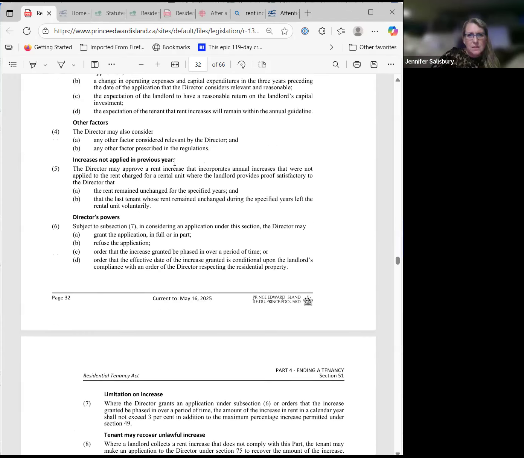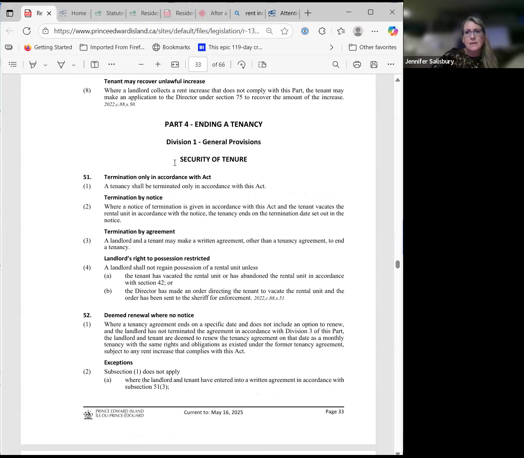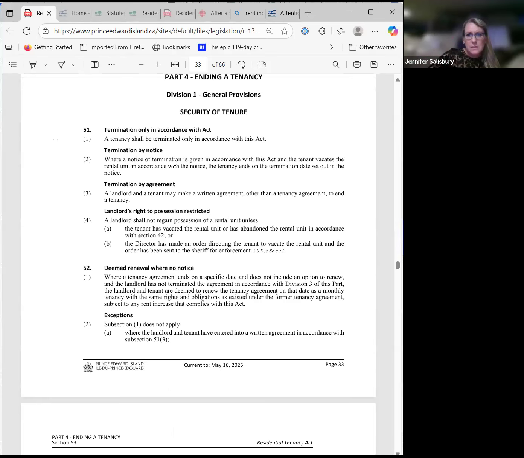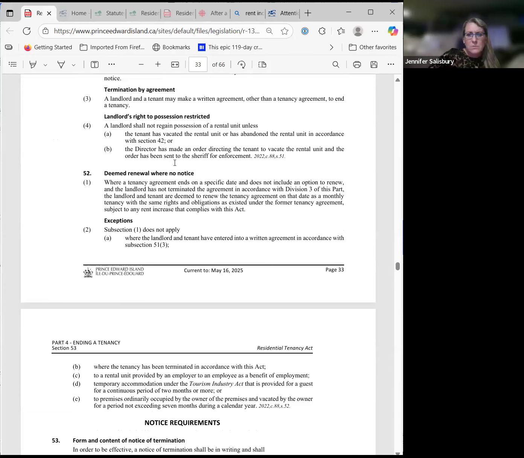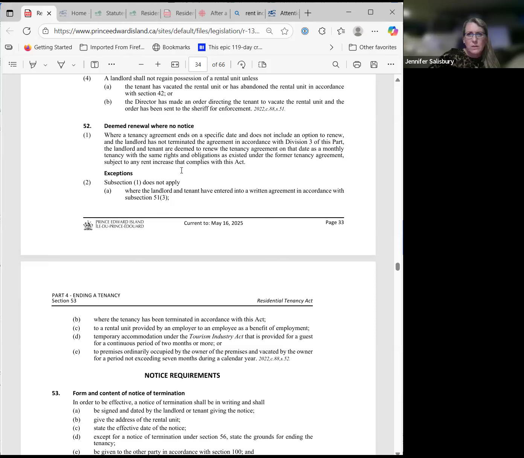Increases. No, director's powers. Okay, ending a tenancy, security of tenure. I'm not sure I know what that means. A tenancy shall be terminated only in accordance with this act. Okay, fair enough. Let's see. Deemed where no notice. Okay, so here we go.